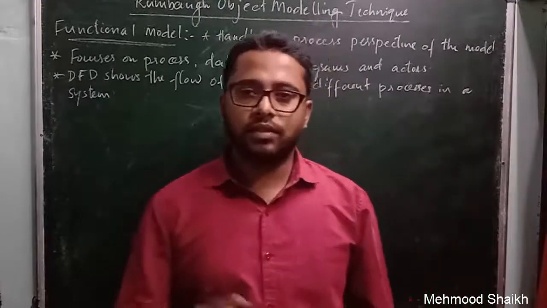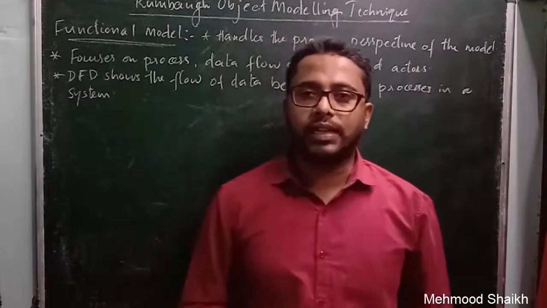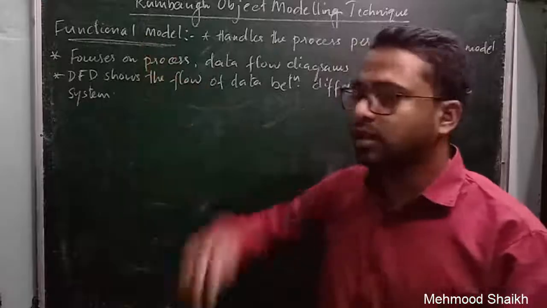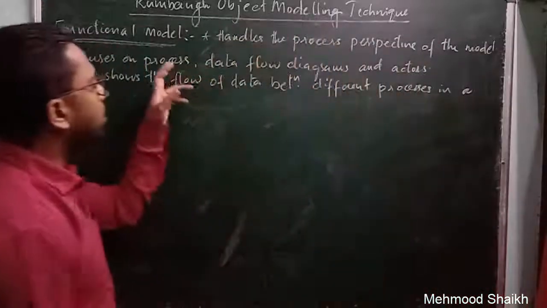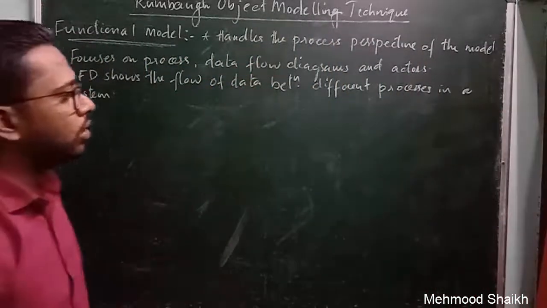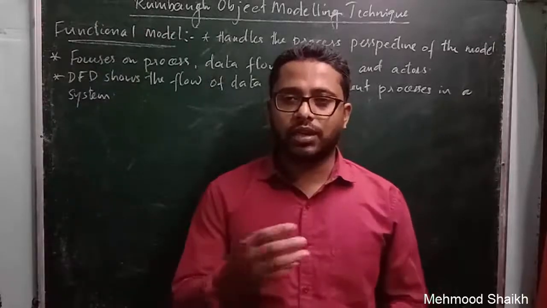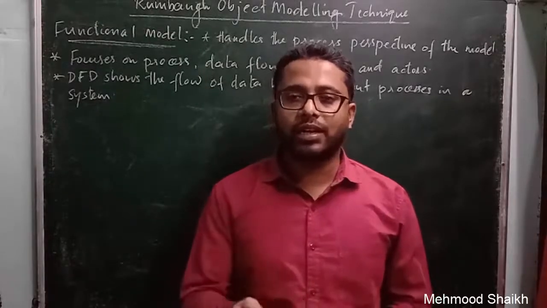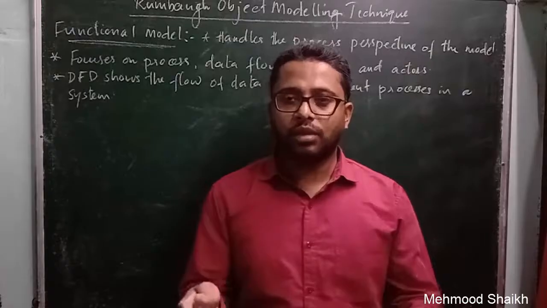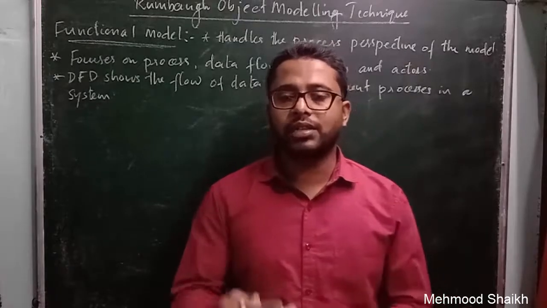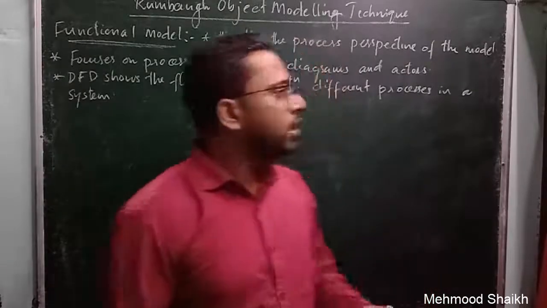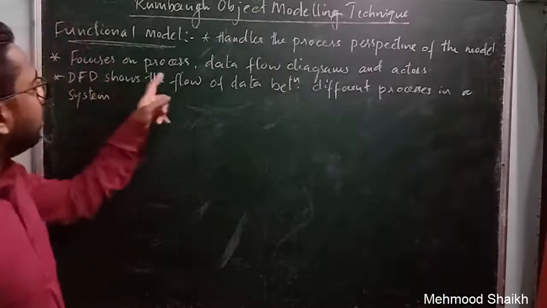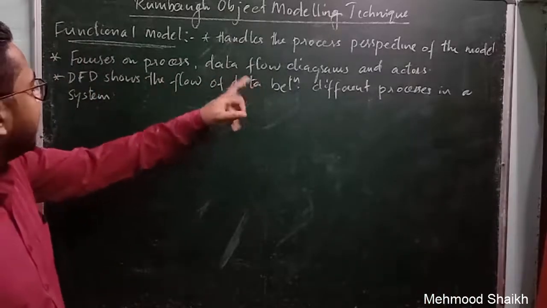Now we will see the third part of object modeling technique, and that part is the functional model. This functional model handles the process perspective of the model. In the functional model, the designer takes care of the various activities, the various functions and processes involved in the system. The next point is that it focuses on processes, data flow diagrams and actors.